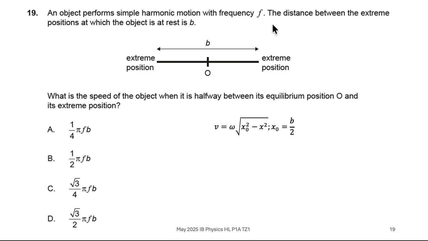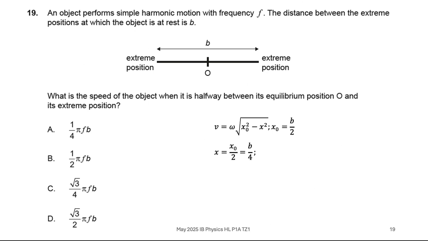We want to know when we're at halfway between equilibrium and extreme. And so actually we're going to be looking at the position not b over 2, but b over 4. And again, that's where I found this one a bit tricky. So our x is going to be x naught over 2, b over 4.